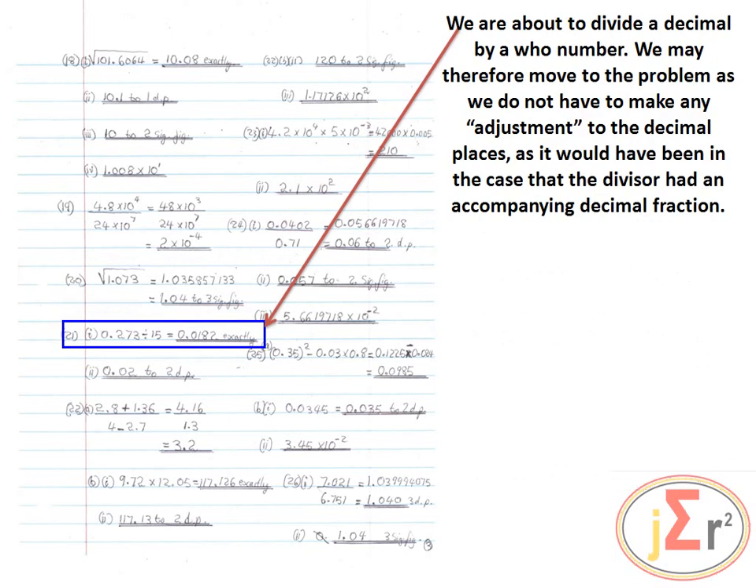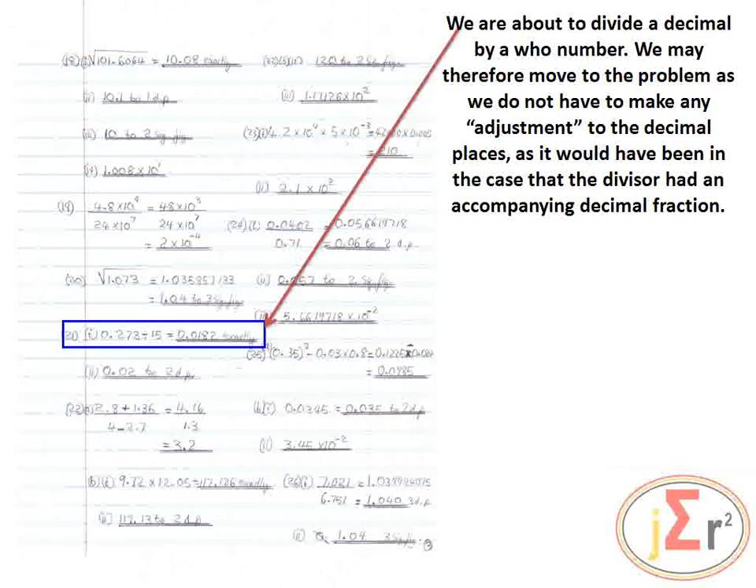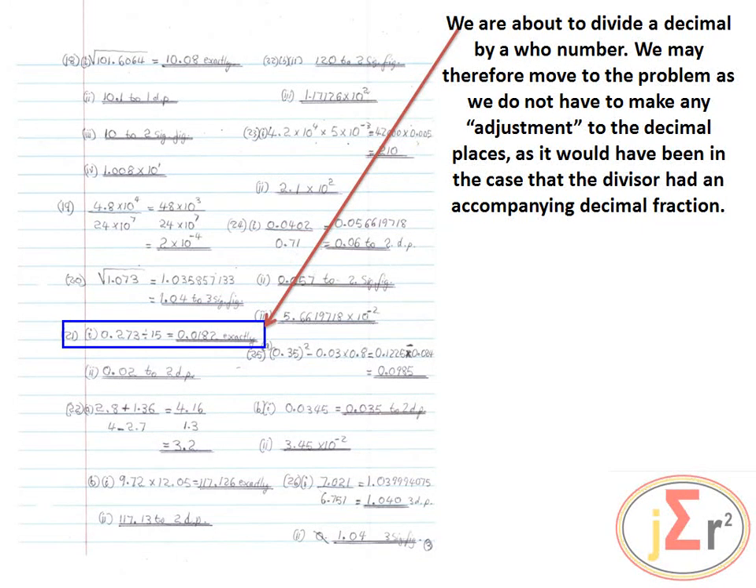.04. We are about to divide a decimal by a whole number. We may therefore move to the problem, as we do not have to make any adjustment to the decimal places. Why? As it would have been in the case that the divisor had an accompanying decimal fraction. So the divisor does not have an accompanying decimal fraction, so we do not need to make any adjustment to the decimal places. We may go merrily along and divide.